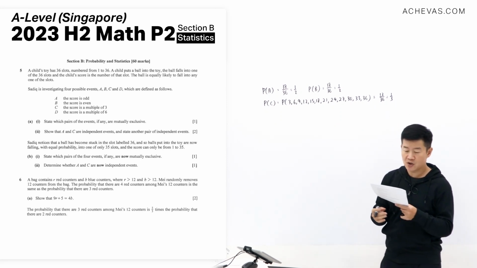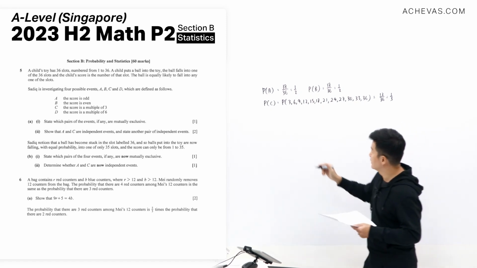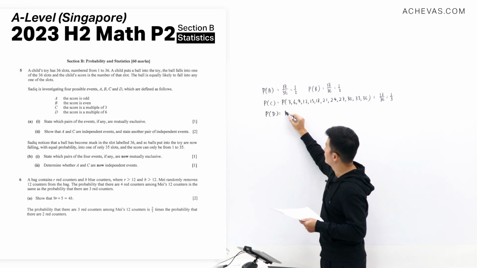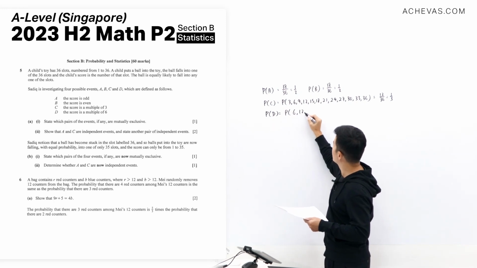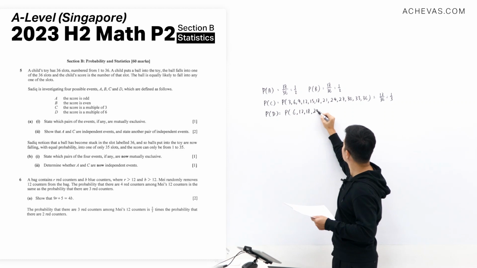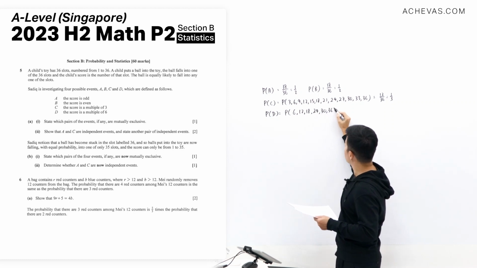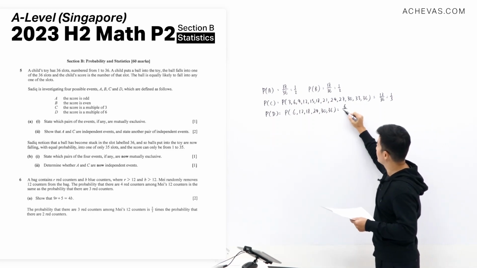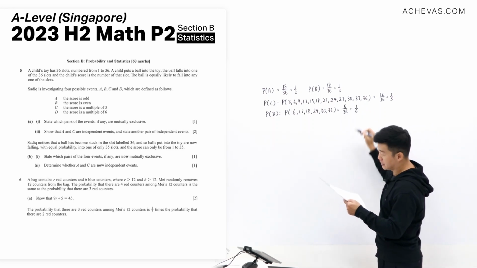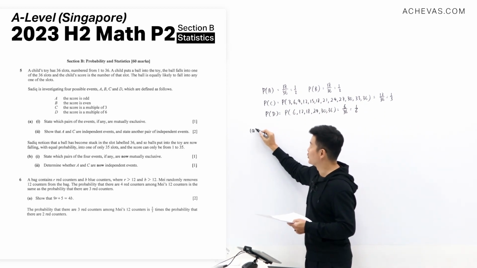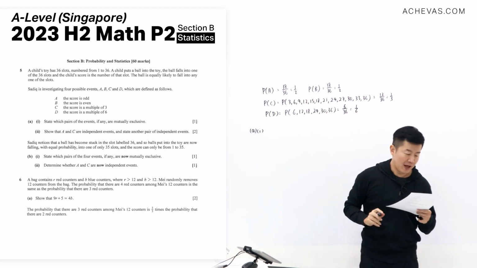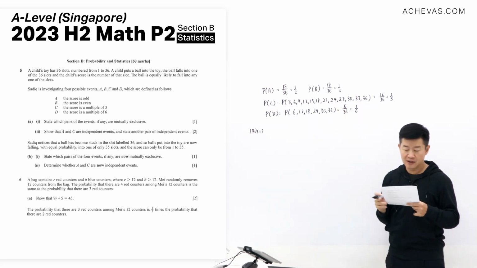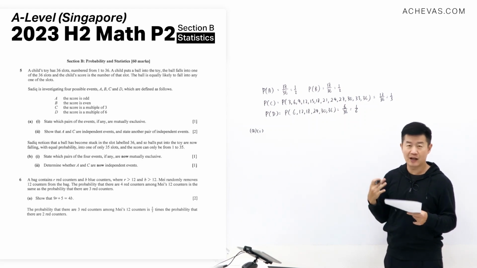And D is when the score is a multiple of 6. So to list down all those that are multiples of 6, they will be 6, 12, 18, 24, 30, 36. And there are 6 of them. So this is going to be 6 over 36. This is 1 over 6. And now we are ready to do part (a)(i). For part (a)(i), we want to state which pairs of the events are mutually exclusive, so they cannot happen at the same time.